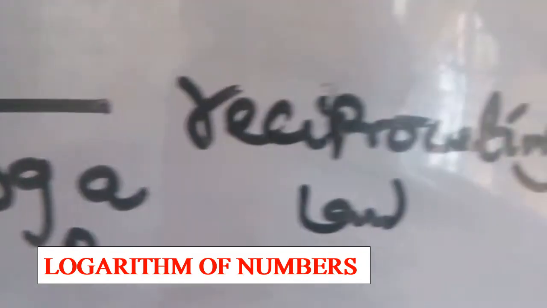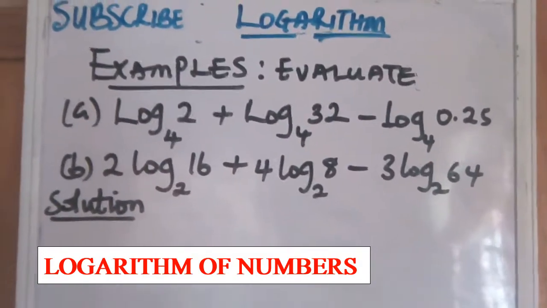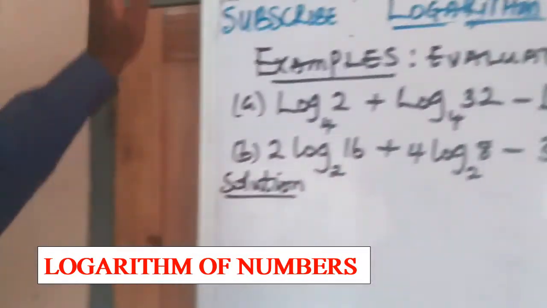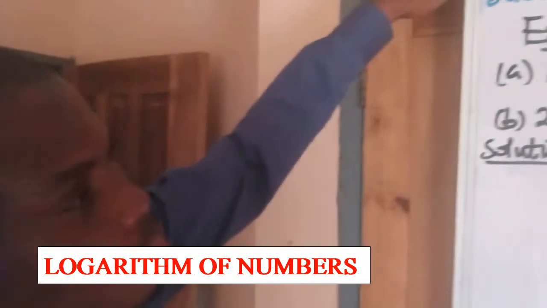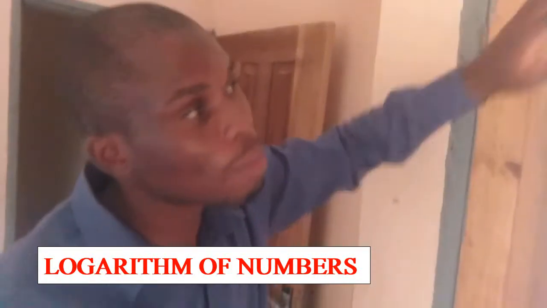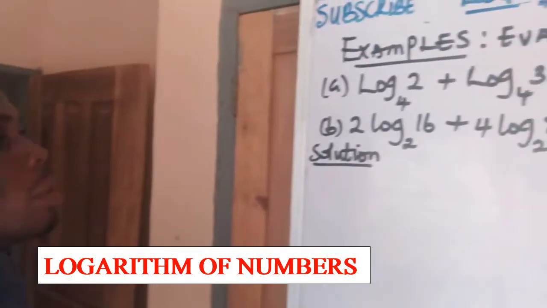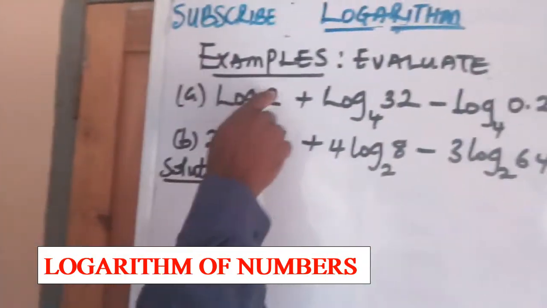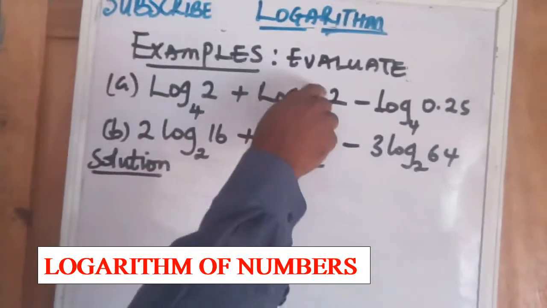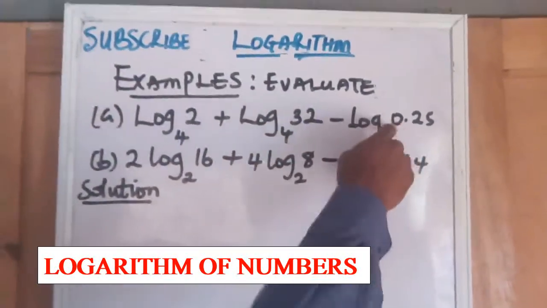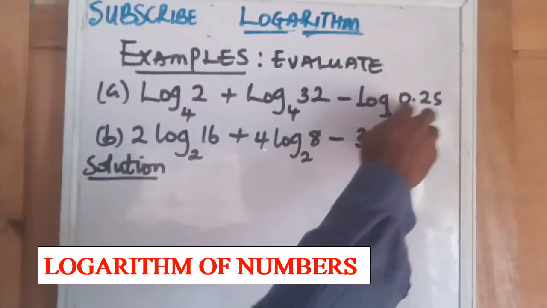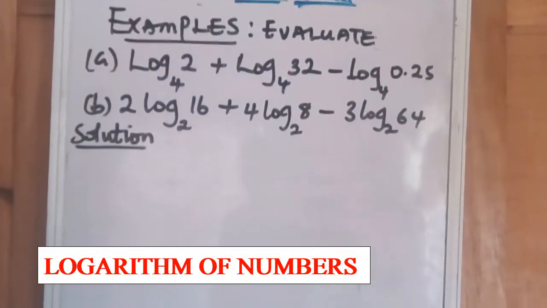Now we are going to look at some examples on the simplification of logarithm without the use of logarithm table. You're solving it without the use of a logarithm table. In this case, we have log 2 base 4, plus log 32 base 4, minus log 0.25 base 4. So how do we solve this?